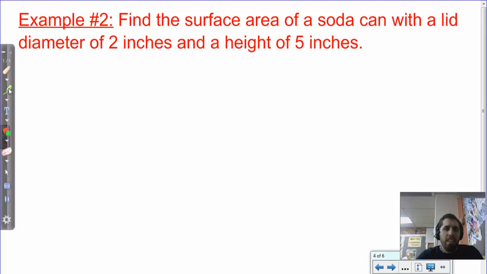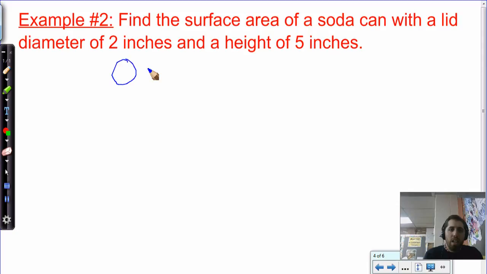The second one says, find the surface area of a soda can with a lid diameter of 2 inches and a height of 5 inches. So what a lot of people are going to do is draw a picture, especially when it's written. But even in ones like that last one, they'll draw a picture and show the flat shapes that come together to make this. So we know we have 2 circles, and we're going to have to find the areas of those, and then find the area of this rectangle.